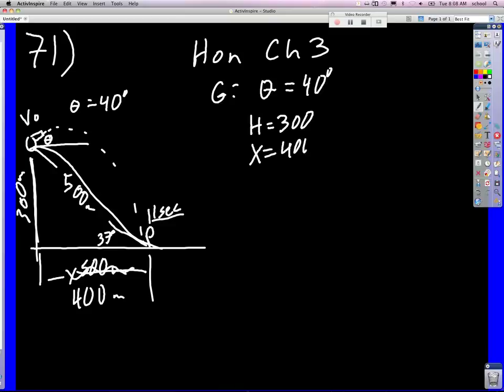That's the hiddens. What's asked for? We're looking for V0, and we're looking for the time to impact. And hopefully we know what the two equations are that we're going to write. The first is, of course, x equals v0t plus 1/2 at squared.